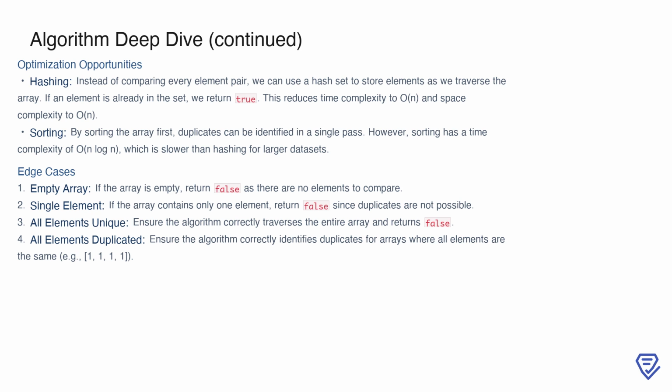Additionally, it's important to consider edge cases. For example, an empty array or an array with only one element should return false, as duplicates are not possible. Arrays with all unique elements or all identical elements must be handled correctly as well, ensuring the algorithm consistently produces accurate results.